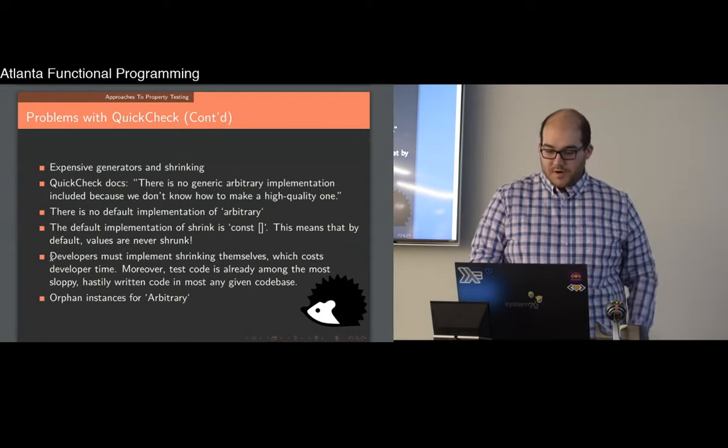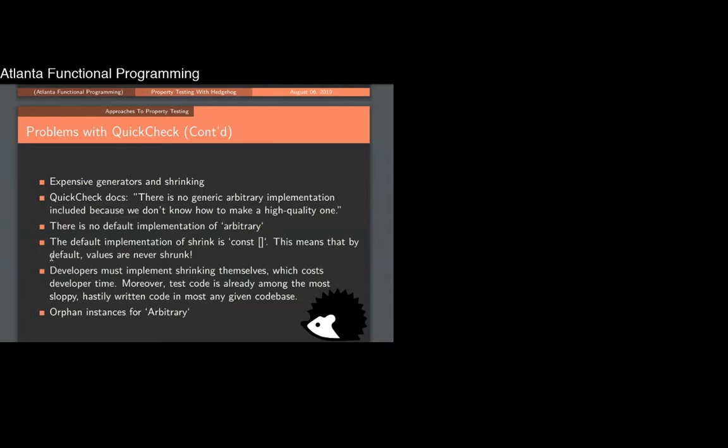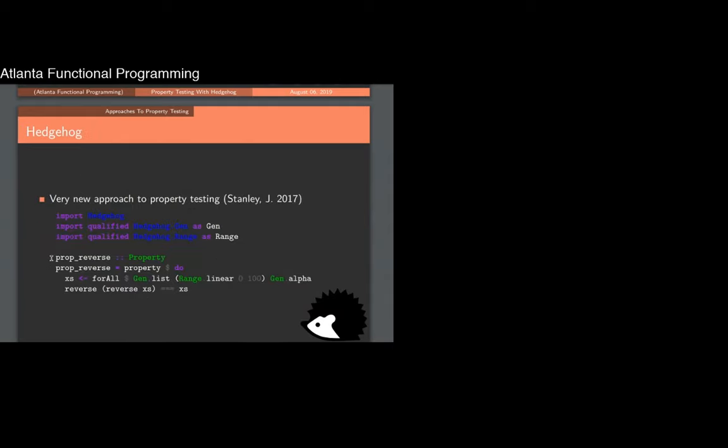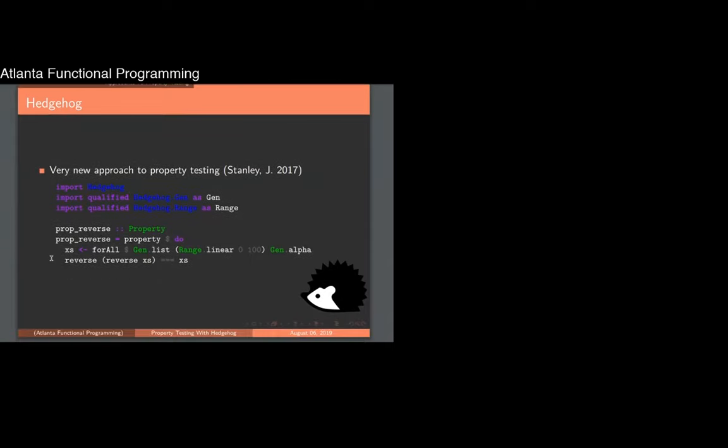So those are some of the problems with QuickCheck. Hedgehog is a really new approach to property testing. This is almost 20 years after QuickCheck. It's by a really nice guy, really smart too, named Jacob Stanley. And this is an example of the same property test, that tests whether or not if you reverse a list and then reverse it again, you get back the same list.